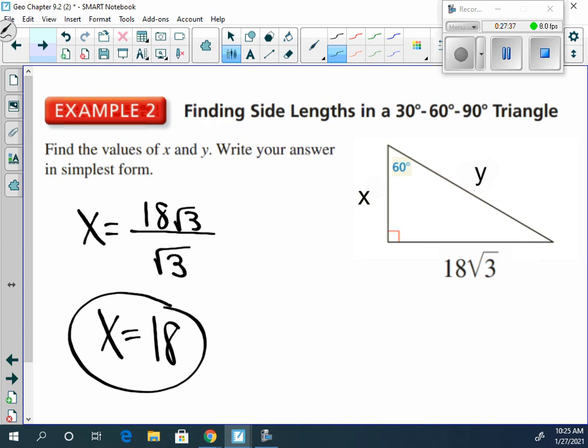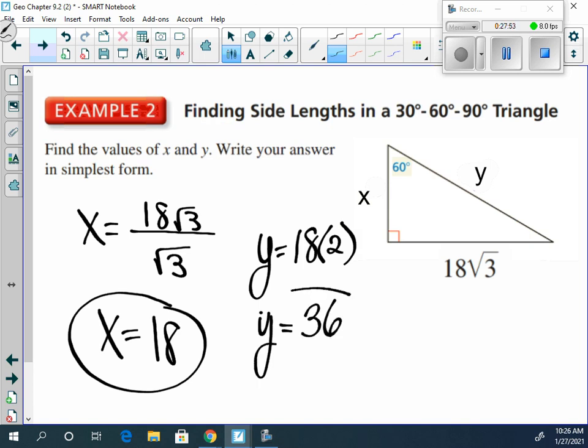So now what are we missing? The y, the hypotenuse, yes? So how do I go from shortest side to the hypotenuse? I multiply the shortest side by 2. Any questions on this here?